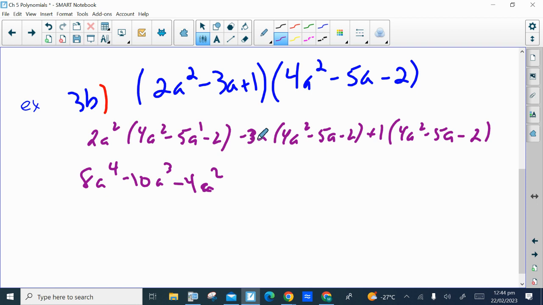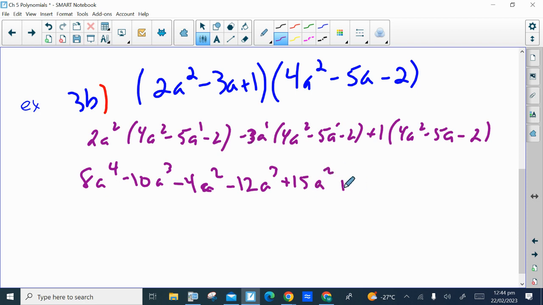And for the next part, negative 3 times 4 is negative 12. A to the 1 times a squared, add the exponents. Keep the base the same. Negative 3 times negative 5 is positive 15. And then a to the 1 times a to the 1, add the exponents to get a squared.